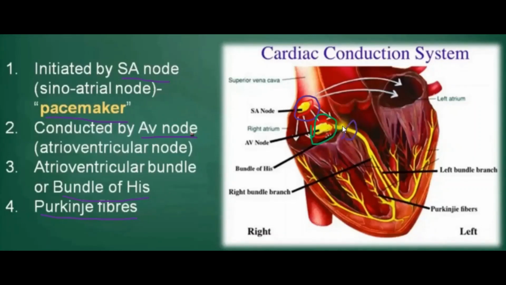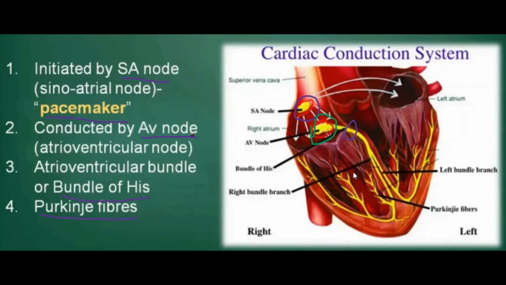So this impulse reaches the bundle of His. After that, through the bundle of His it enters this area, and through the Purkinje fibers it reaches all parts of the ventricular region. Just see, this is the Purkinje fiber, and these are the Purkinje fibers. It is clearly visible, is it? So through the Purkinje fibers it enters the ventricular region. Like that, initiation and conduction of the heartbeat takes place.